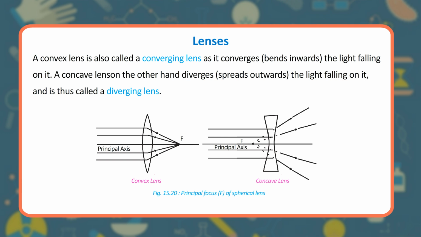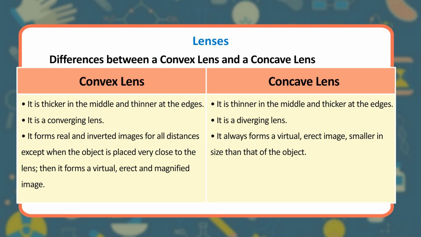A convex lens is also called a converging lens as it converges, bends inwards, the light falling on it. A concave lens on the other hand diverges, spreads outwards, the light falling on it, and is thus called a diverging lens. Convex lens. Concave lens.